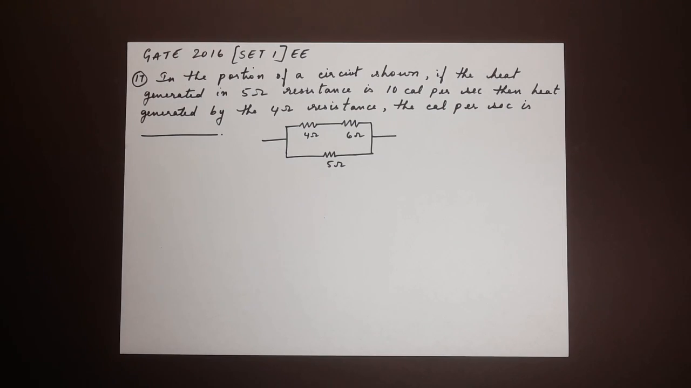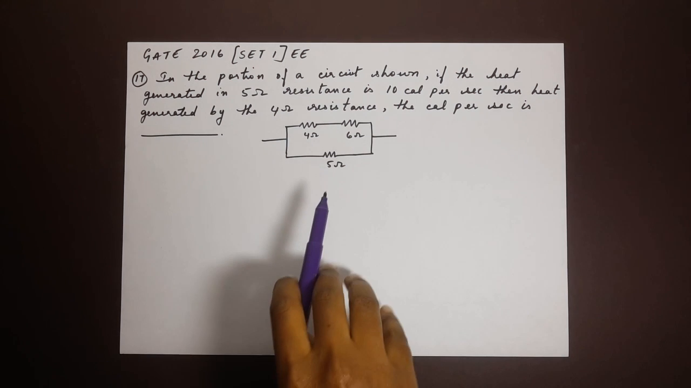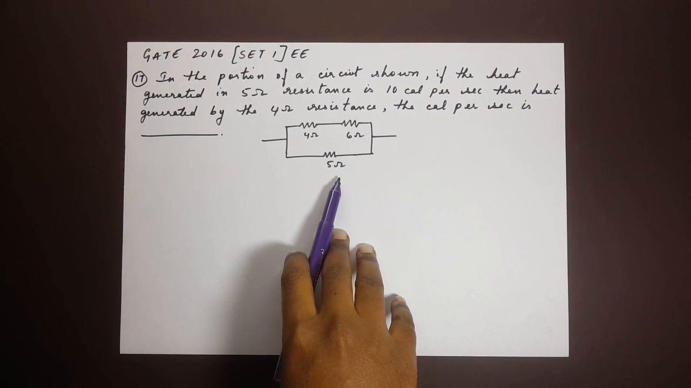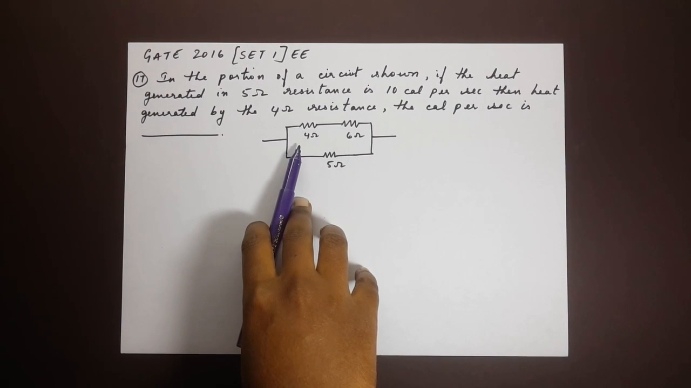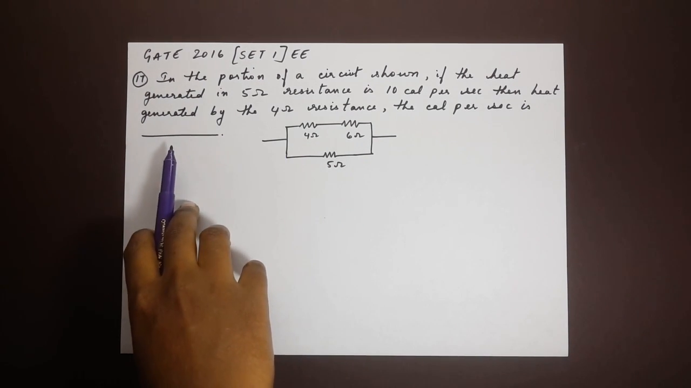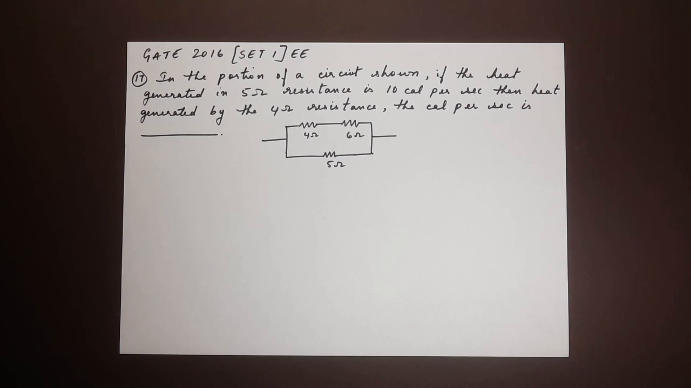Here's the next question, number 17. In the portion of a circuit shown, if the heat generated in the 5 ohm resistor is 10 calories per second, then the heat generated at the 4 ohm resistor in calories per second is dash. Now this is not a multiple choice question, so we will have to work it out.